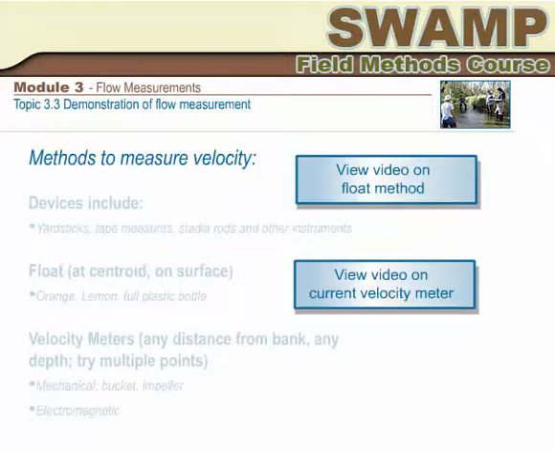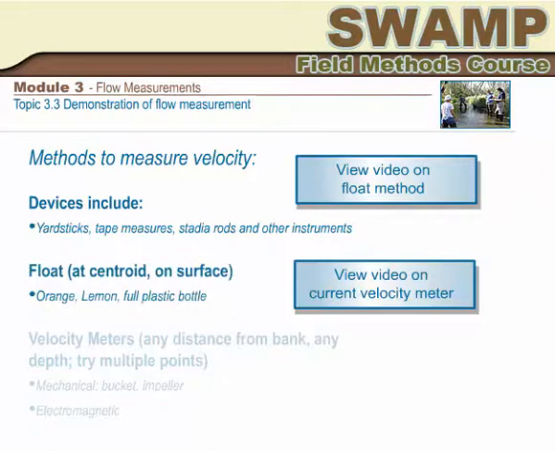So, how do you measure the width, the depth, and the current velocity? Devices to measure cross-section dimensions include yardsticks, tape measures, stadia rods, or any other appropriate length measuring instrument. Current velocity can be measured with a floating object or with a meter. When you use a floating object, also known as the float method, the velocity is measured as the distance traveled by an object per unit of time.